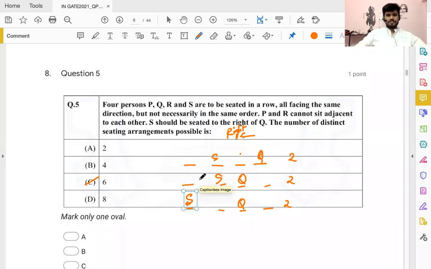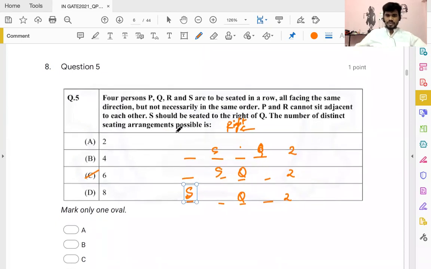Okay, I see. Thank you. I just did not read it. I knew one of them should be to the right, so I just thought it's R. Okay, it's S. So P can be here or R can be here. 2 cases.